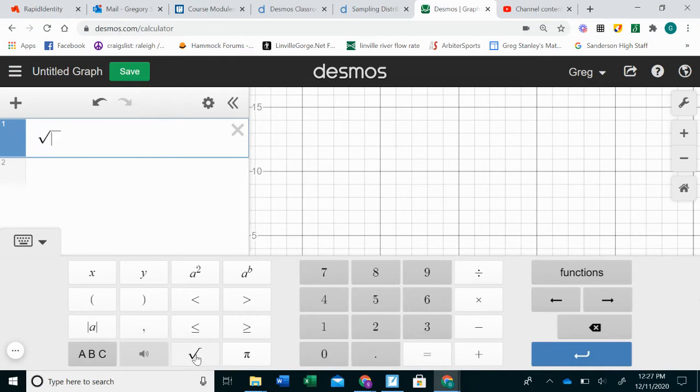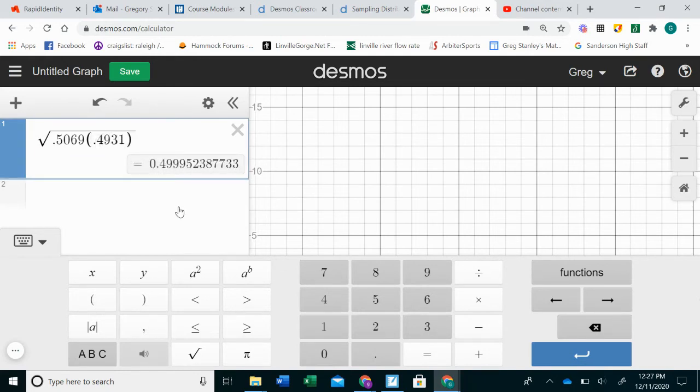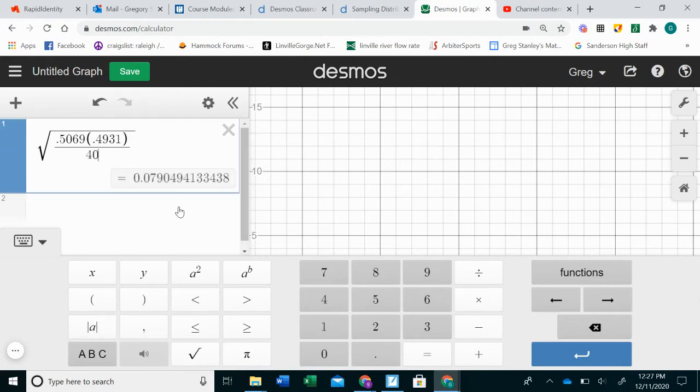So again, I'm going to do my square root, 0.5069. I was about to switch up those numbers. Parentheses, 0.4931. Close the parentheses, divided by, and then our sample size of 4040. And we get this standard deviation number, 0.0079. That is our standard deviation of the p hat.